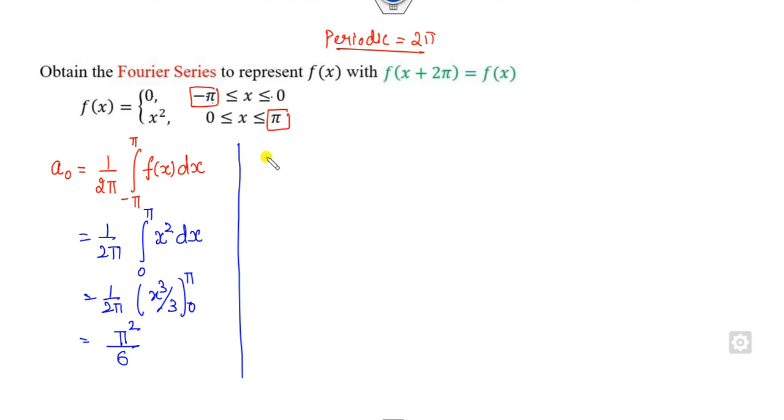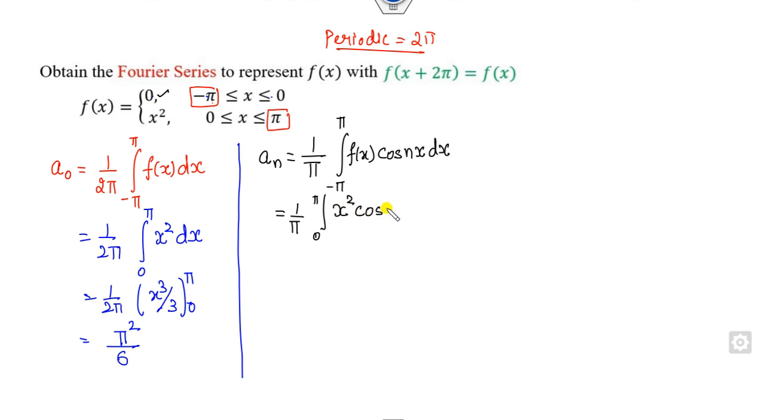Now you can find the value of a n. a n is 1 over pi, limit from minus pi to plus pi, f(x) cos nx. Fine. So now I can substitute here. It is 1 over pi. Again I can break this. It's 0, then it's the integral from 0 to pi of x square cos nx dx.